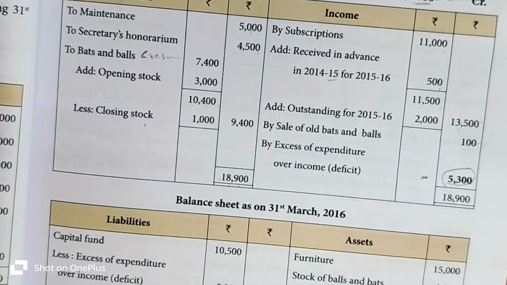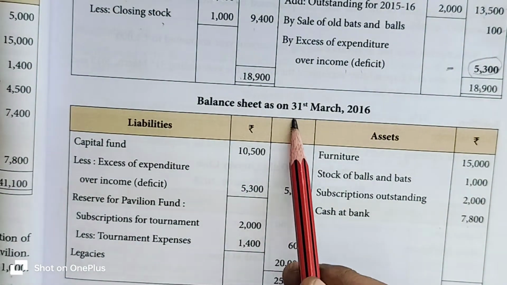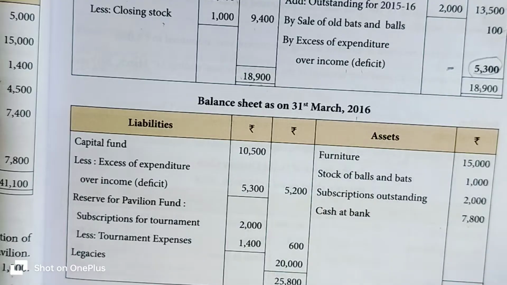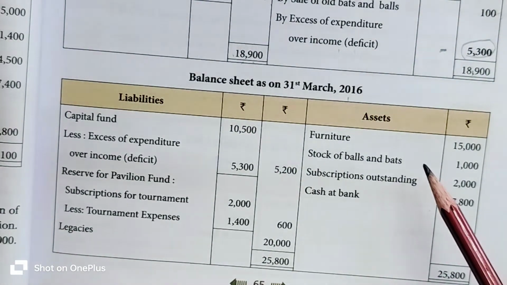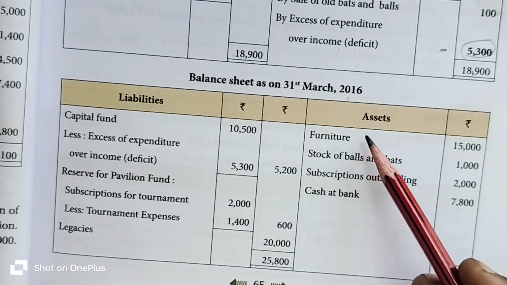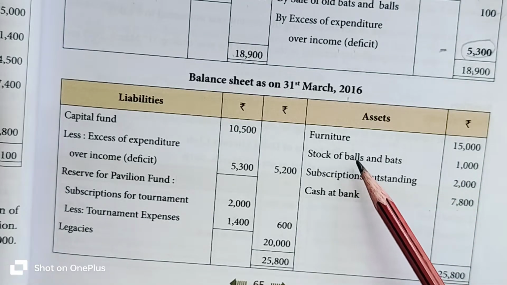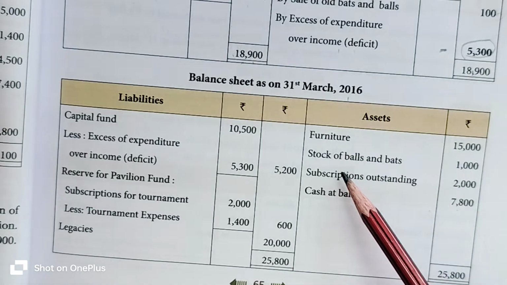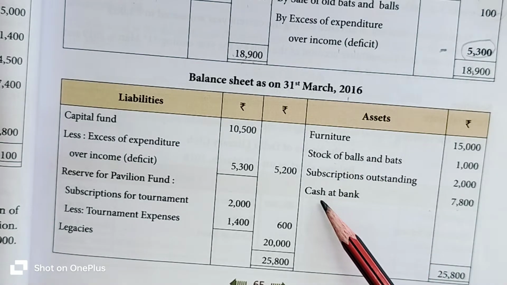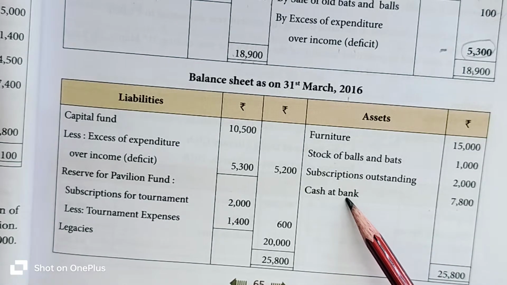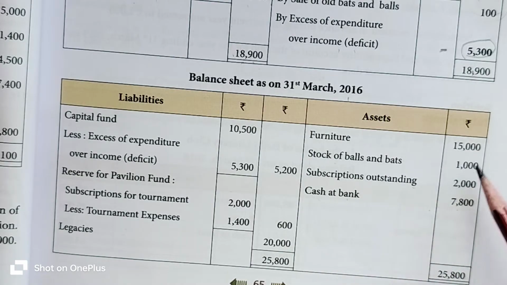Now we are going to prepare the balance sheet as on 31st March 2016. On the asset side, we already identified and marked those items. You have to enter them on the asset side as per the format: furniture, closing stock of bats and balls, the closing balance of cash at bank, and subscription outstanding, as per the format we entered.